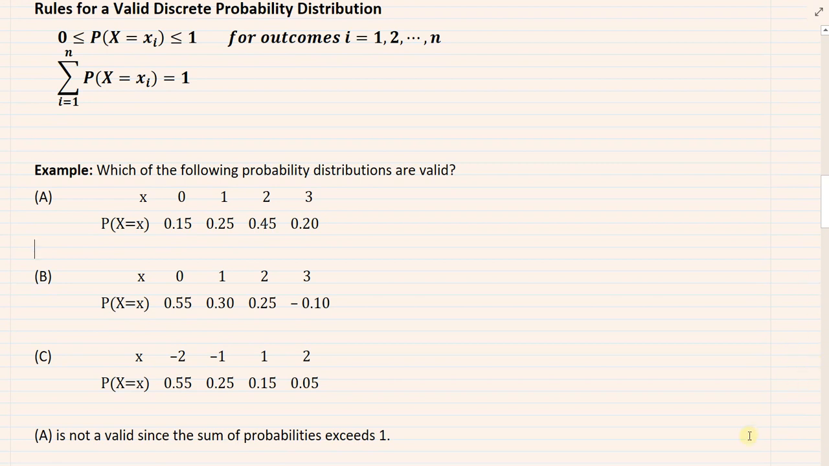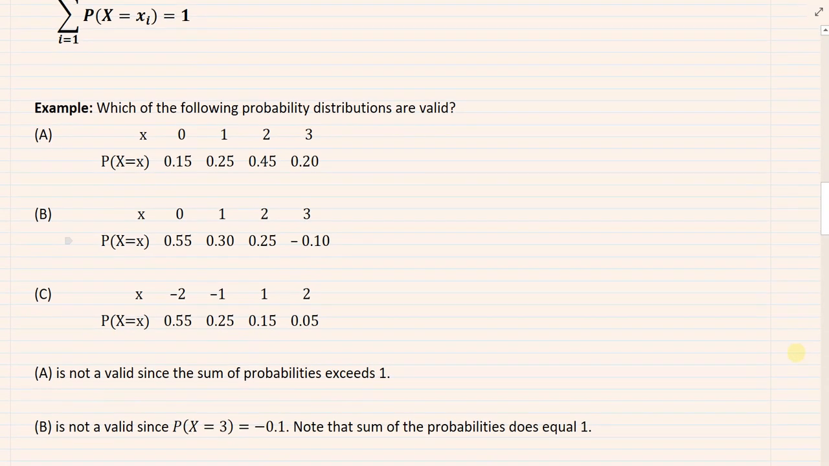In part B, let's go through the same analysis. For part B, we have 55, 30, 25, negative 10. Now there you go. The problem is right in here: negative 10. Probabilities must be between 0 and 1. So we cannot make them add up to 1 by creating negative probabilities. Now in this one, actually, if you notice, the probabilities do add up to 1. It's just an invalid way of adding them to 1. That negative 10% is impossible. So that makes B an invalid probability distribution.